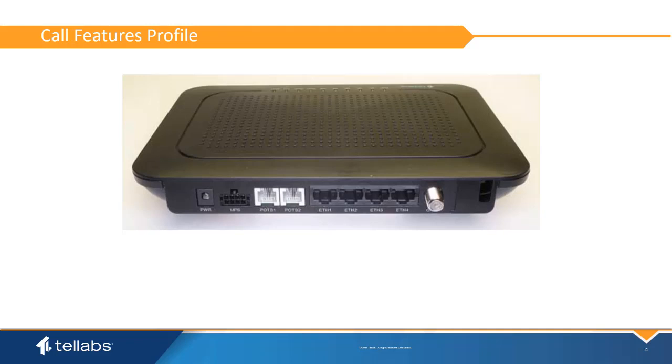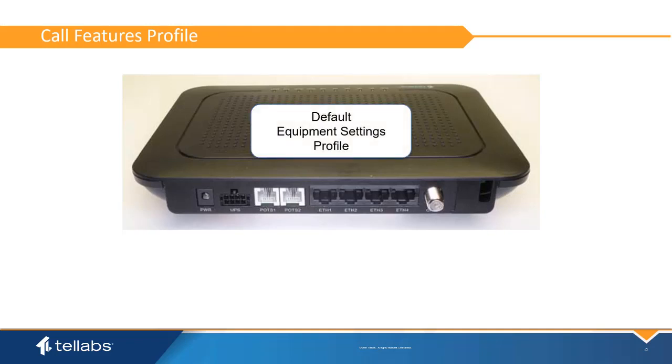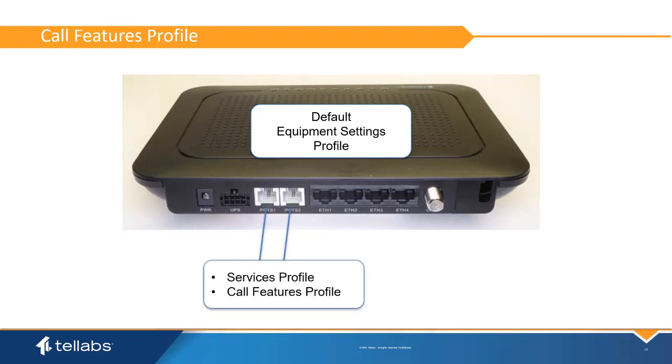When ONTs with SIP agents are established, they'll be assigned an equipment settings profile by default. To activate the phone line, the services and call features profiles will need to be created and applied to each phone line. This process will be covered in the next video in the series.